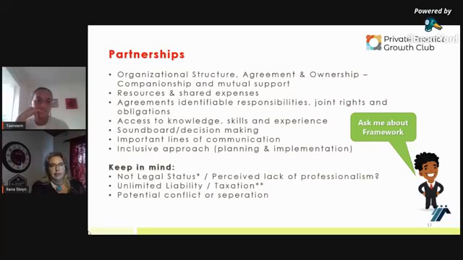The agreements need to identify the responsibilities, the joint rights, as well as the obligations. So if something happens at the premises, whose responsibility is it? How are we going to take that further? It obviously also gives you access to knowledge, skills, and experience. Through the guys around you, you might gain some knowledge of how they are operating or how they do their invoicing or whatever it might be.